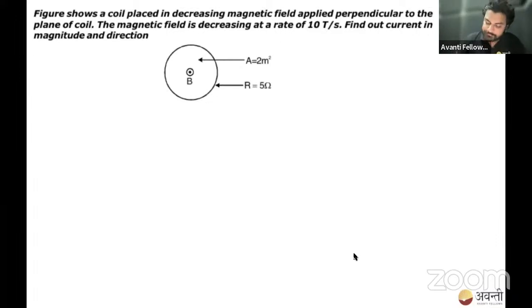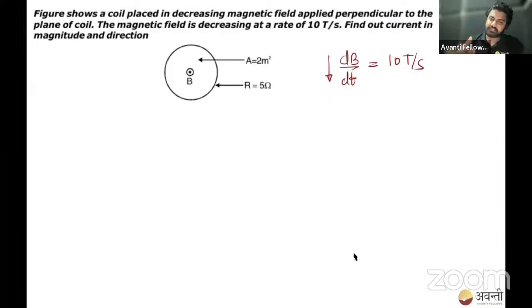Look here. It is telling that there is a coil placed in a decreasing magnetic field applied perpendicular to the plane of the coil. The magnetic field is decreasing at a rate of 10 Tesla per second. So dB by dt is decreasing, 10 Tesla per second. Find out the current in magnitude and direction. So we have to find how much current will be induced, and its direction.